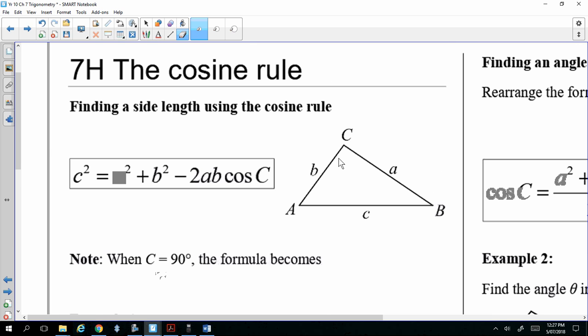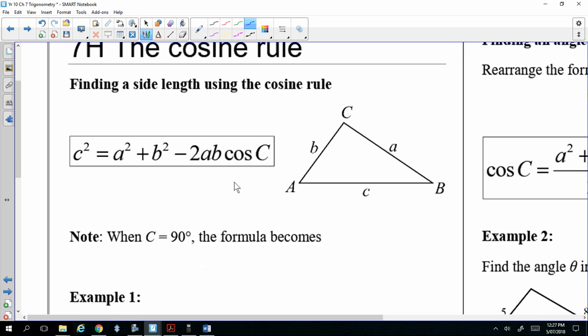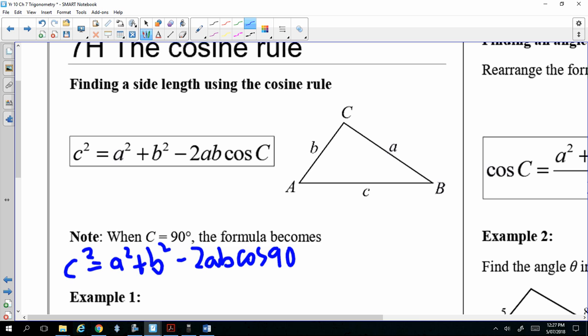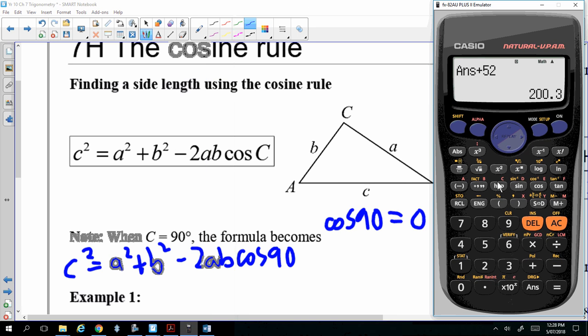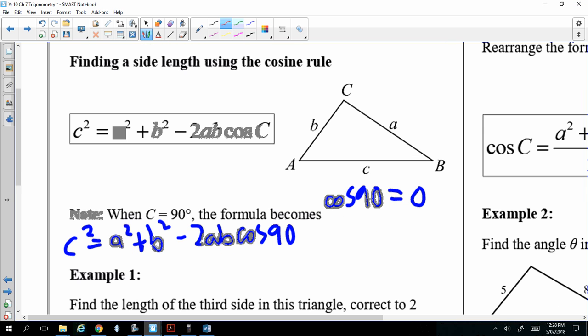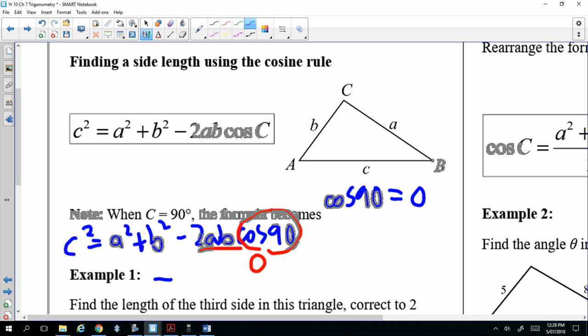So when it's 90 degrees, the formula becomes c squared equals a squared plus b squared minus 2ab cos 90. But cos 90 is 0. If you're still not sure what that is, just press the button on your calculator. You will get 0. Okay? So since it's 0, that will make the whole thing 0. So therefore, the formula will just become Pythagoras, as expected. Okay? So when it is not 90 degrees, use the cosine rule.